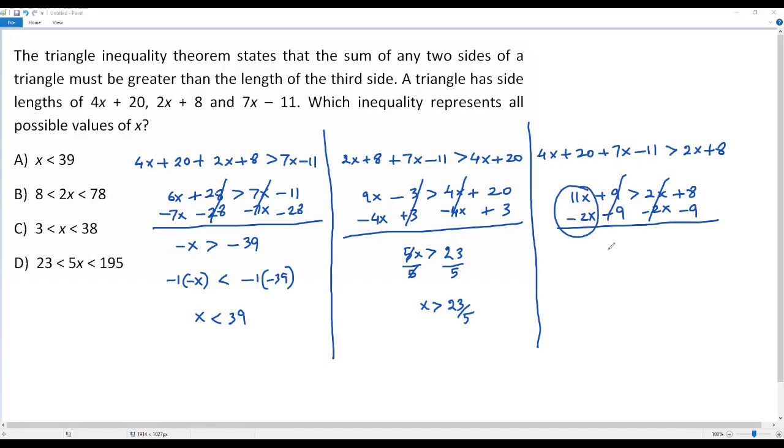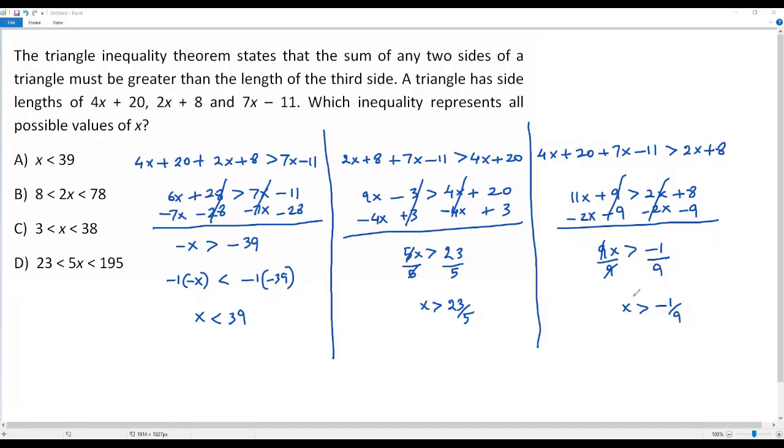When I combine 11x and negative 2x, I'm getting 9x greater than, when I combine positive 8 and negative 9, I'm getting negative 1. Let me divide both sides of this inequality by 9. Then this 9 will cancel out. I'm getting x greater than negative 1 over 9. Okay, here I got 3 results when I apply the triangle inequality theorem for the given 3 side lengths.